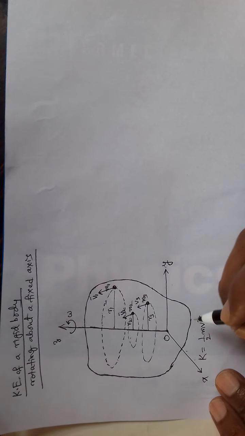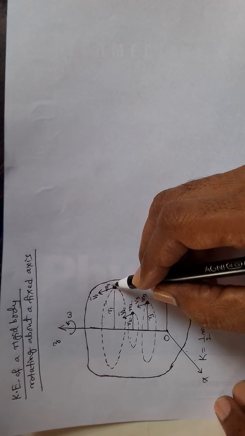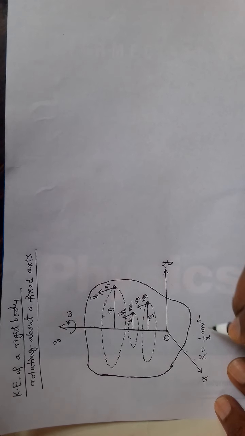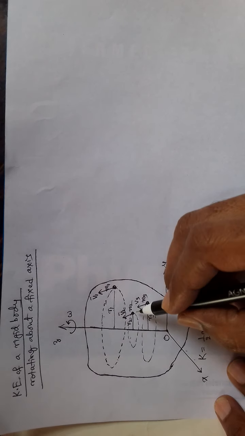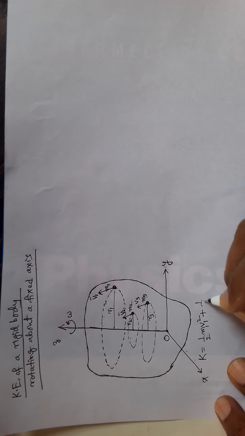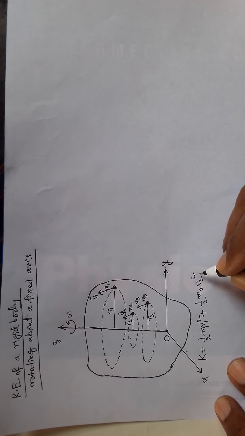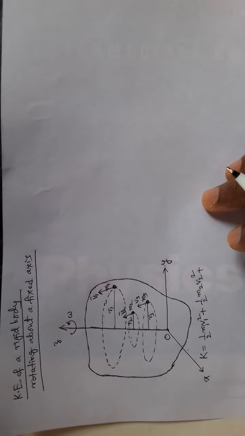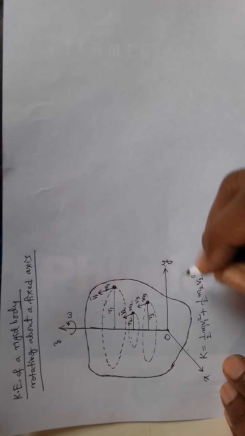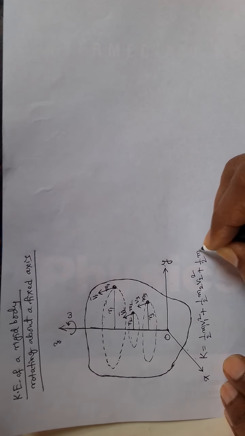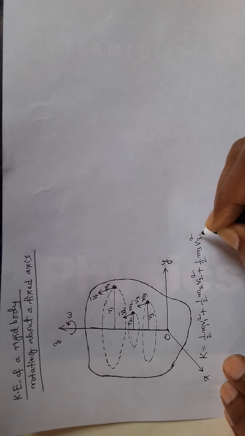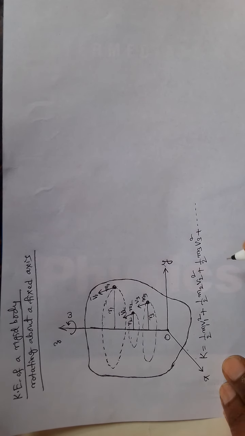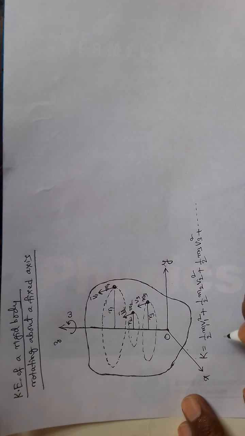So now, if we consider this first particle, we will write half m1 v1 squared, plus, considering the second particle, half m2 v2 squared. Similarly, considering the third particle, half m3 v3 squared, plus so on, because there are several particles.